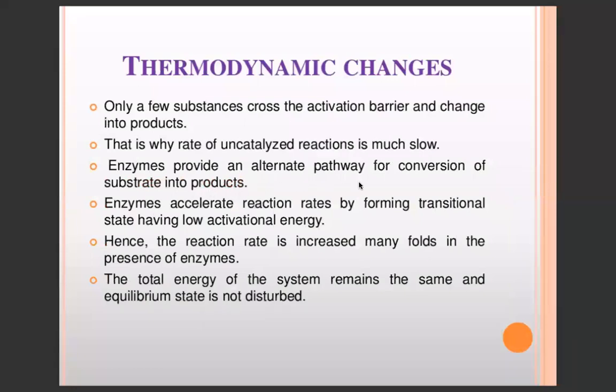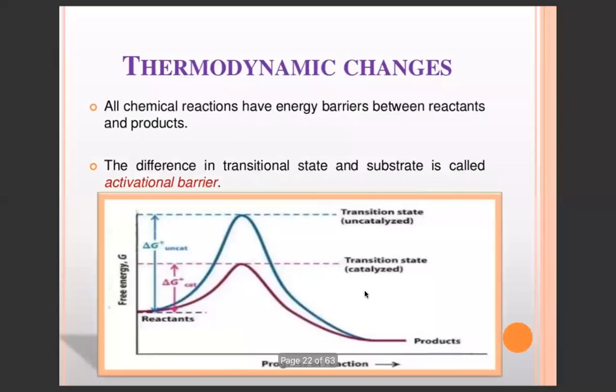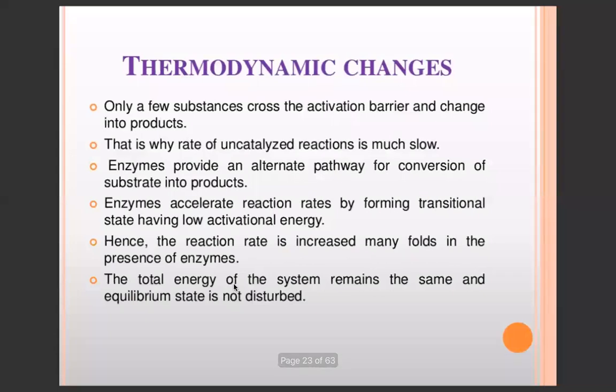Enzymes provide an alternate pathway for conversion of substrates into products. Enzymes accelerate reaction rates by forming a transition state having a low activation energy, as compared to the uncatalyzed transition state. So they help to convert more reactant into product with lower energy. This is a property of an enzyme.